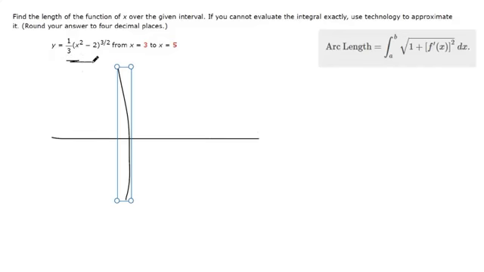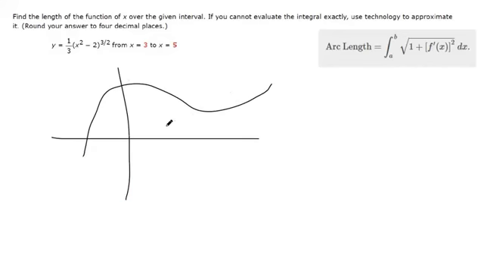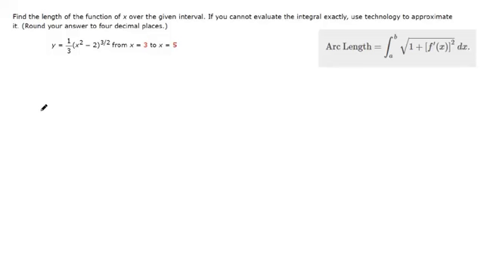So we have a function of x. It might look something like this, and we want to know the length of that curve over some interval. We want to know the length of this line. We call it a curve in math because a line in math always implies something being straight. So we want to know the length of the curve from x equals 3 to x equals 5.